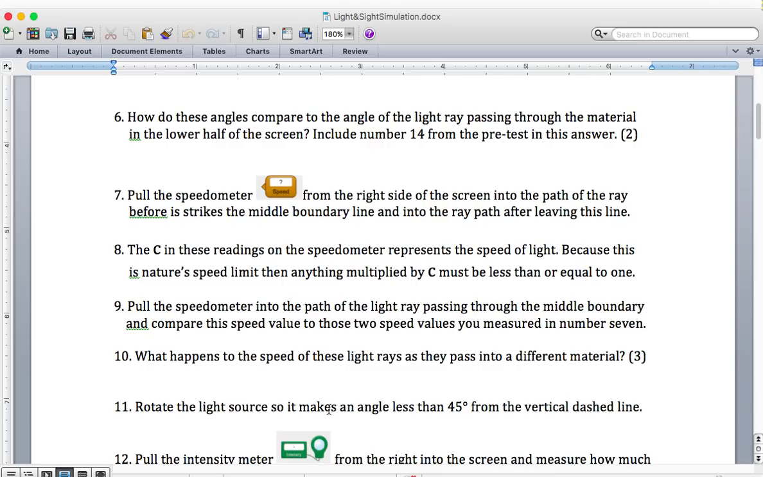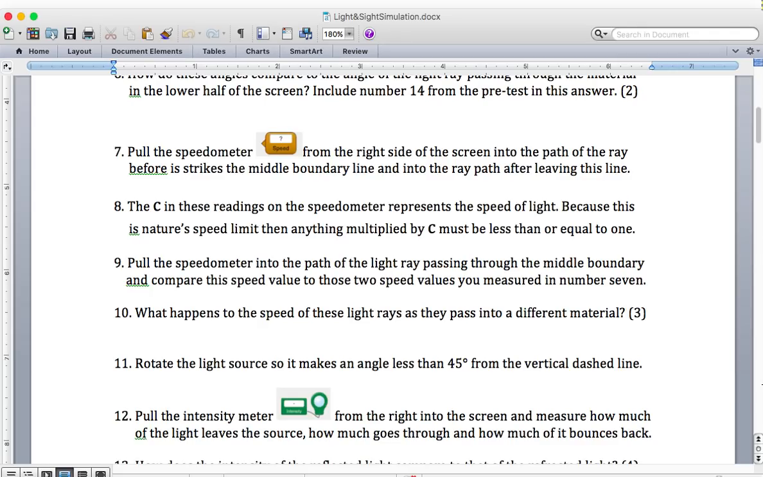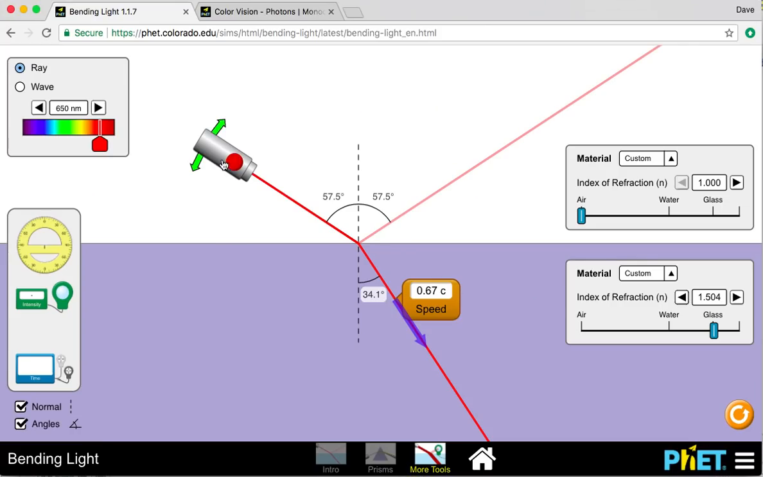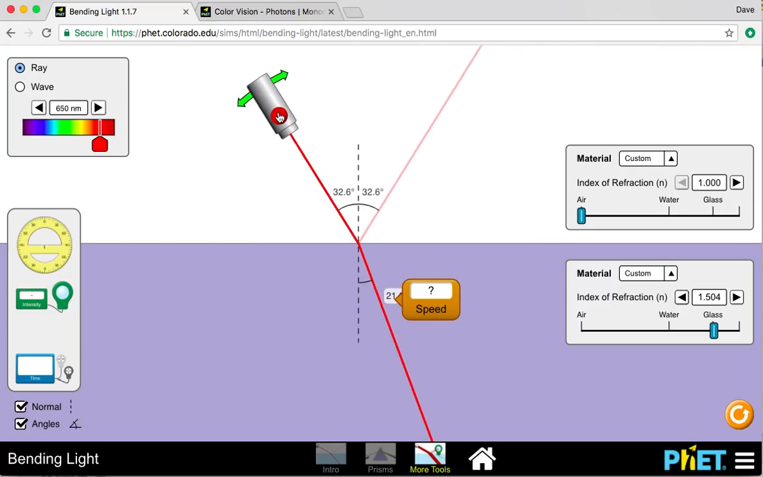So now I want to rotate the light source so it makes an angle less than 45 degrees from the vertical dashed line. So going back to our simulation, this vertical dashed line, right now it's greater than, so less than 45.